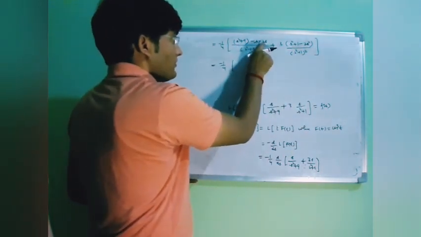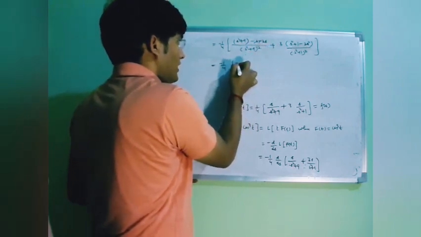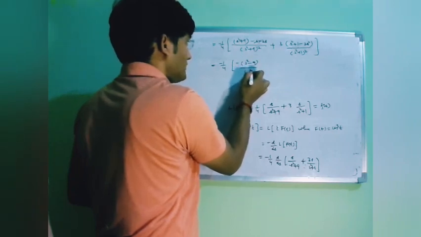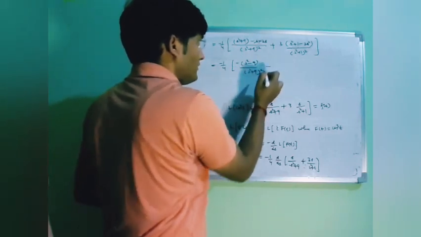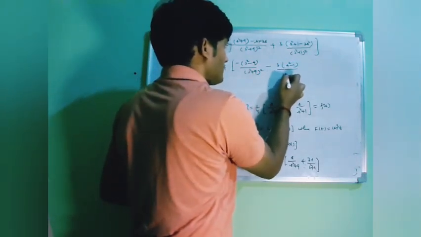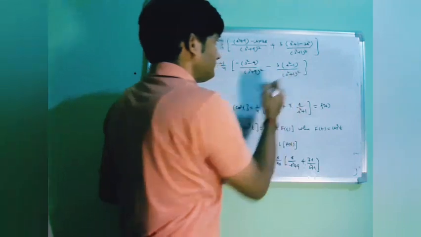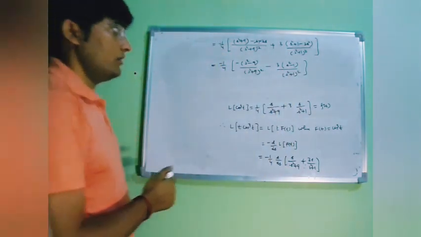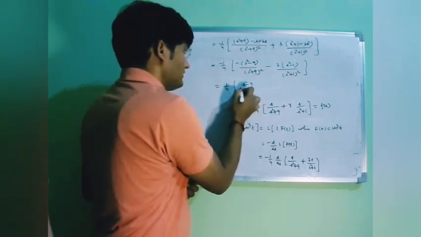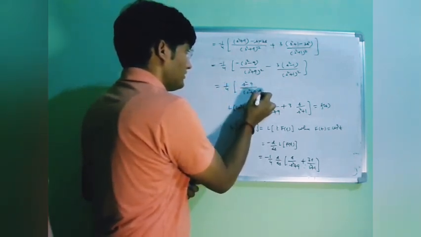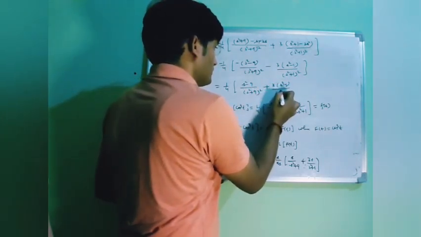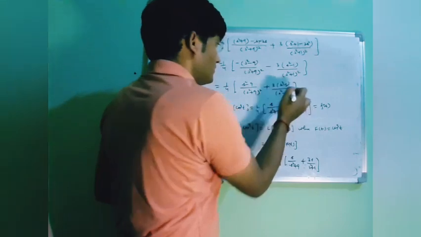This is your s square minus 2s square. So you can write it as minus s square minus 9 divided by s square plus 9 whole square. And here you can write it as s square minus 1 divided by s square plus 1 whole square. Okay, then this will be equal to 1 by 4 s square minus 9 divided by s square plus 9 whole square. Then here we will have 3 s square minus 1 divided by s square plus 1 square. So this is your answer.